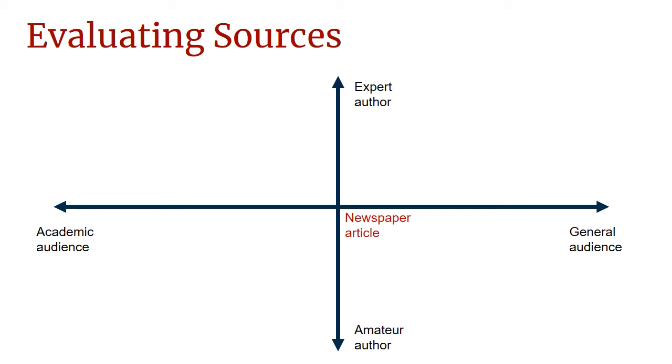And is it an academic audience or a general audience? It can depend on the newspaper publication. Some of them are written for a very general audience. Some of them are a little bit more towards the middle. But on average, newspaper articles are somewhere near the middle of our diagram.